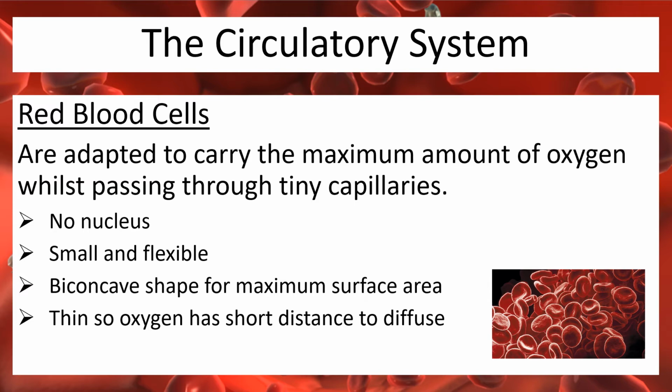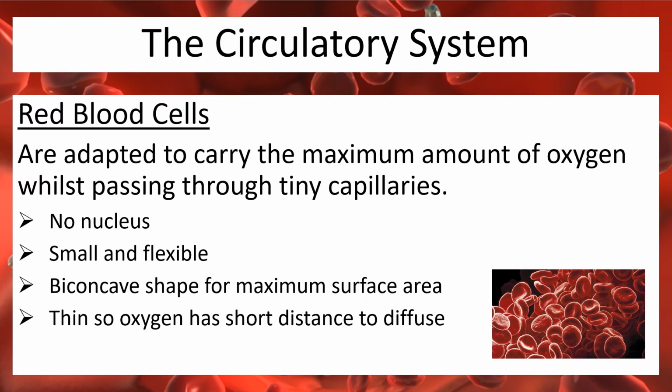The first adaptation is having no nucleus. This maximises the amount of space inside the cell for carrying oxygen. The second one is that by being small and flexible, they can fit down through those tiny capillaries. The third is the special shape they have, and if you have a look at the diagram on the bottom right, you'll see they look a little bit like squished in cushions.